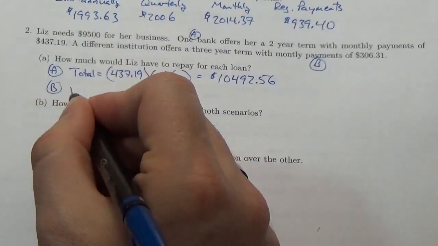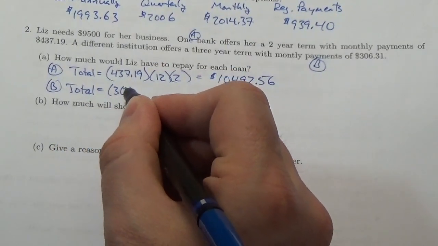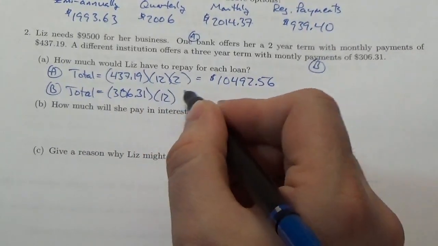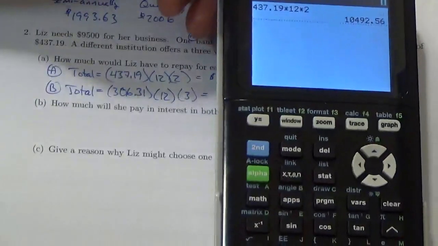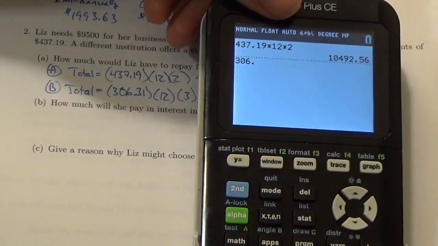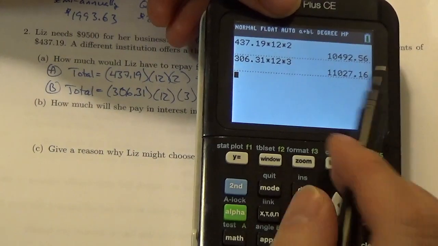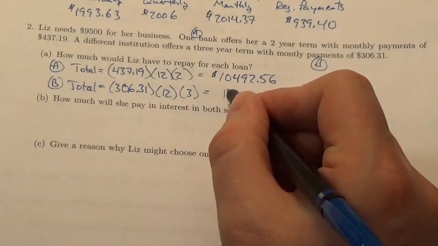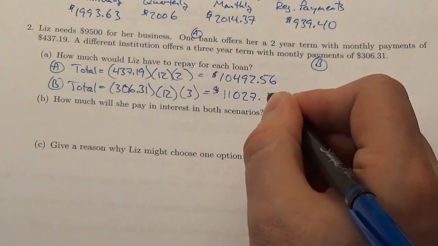B, the total is going to look like this. It's going to be $306.31, 12 times a year, but this time for 3 years. Okay, so now it's going to be 306.31 multiplied by 12 multiplied by 3, and we get $11,027.16.